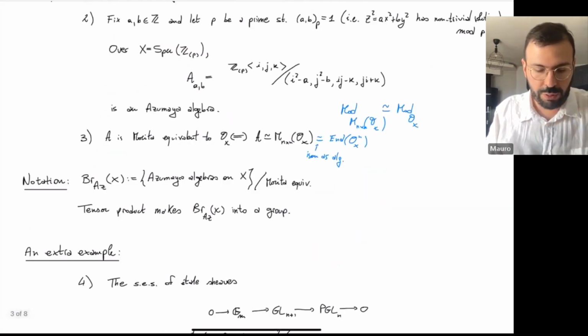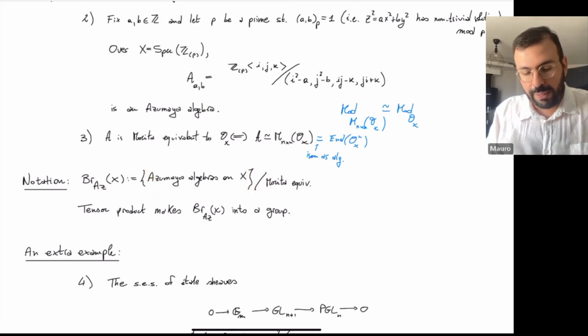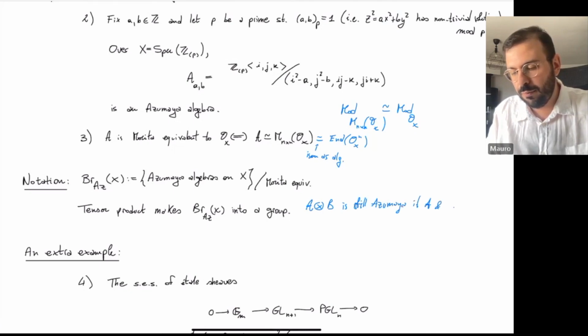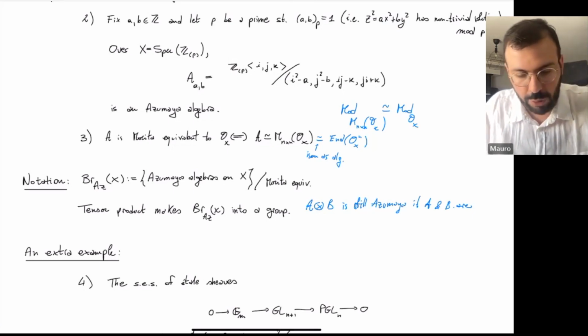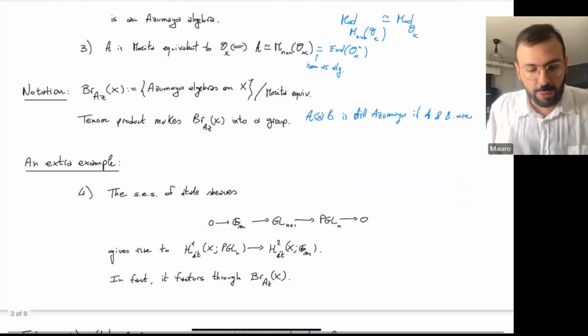And we use the following notation. The Brauer-Azumaya group is the set of Azumaya algebras quotiented by the Morita equivalence relation. We have a natural operation on this group, which is tensoring Azumaya algebras. A tensor B is still Azumaya if A and B are. And so we get a group, which is the Brauer-Azumaya group. And now we will discuss how it relates to the other one. Before discussing the relation, let's see another example.